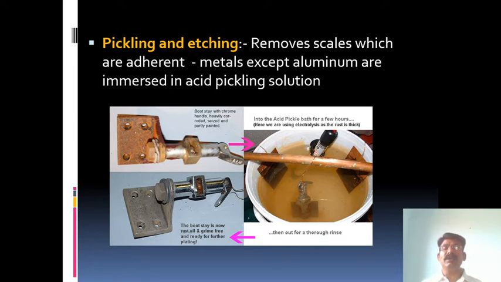Remove the old scales. We have to remove the scales by immersing the metals, except aluminum, in acid pickling. If you use aluminum, it gets corroded because aluminum reacts with the acidic solution. But other than aluminum, all metals we can dip in an acidic solution, and then it will be clean before going to coating the metal or painting the metal.